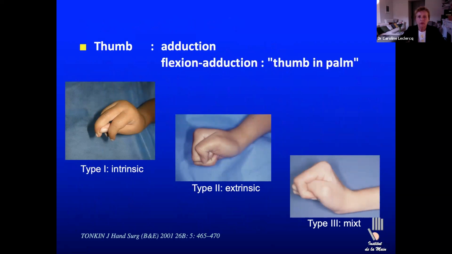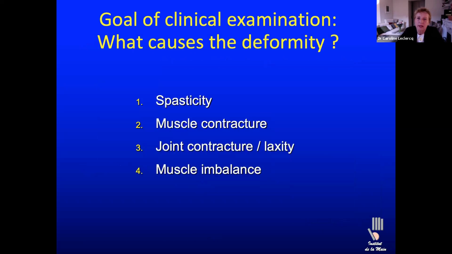typical posture of the thumb is in adduction, and sometimes in flexion adduction, amounting to the thumb in palm deformity. Tonkin has made a nice classification of categorizing the intrinsic type. He's called it type 1, extrinsic, so this is flexor pollicis longus type, and most often the type 3, which is a mixed type.